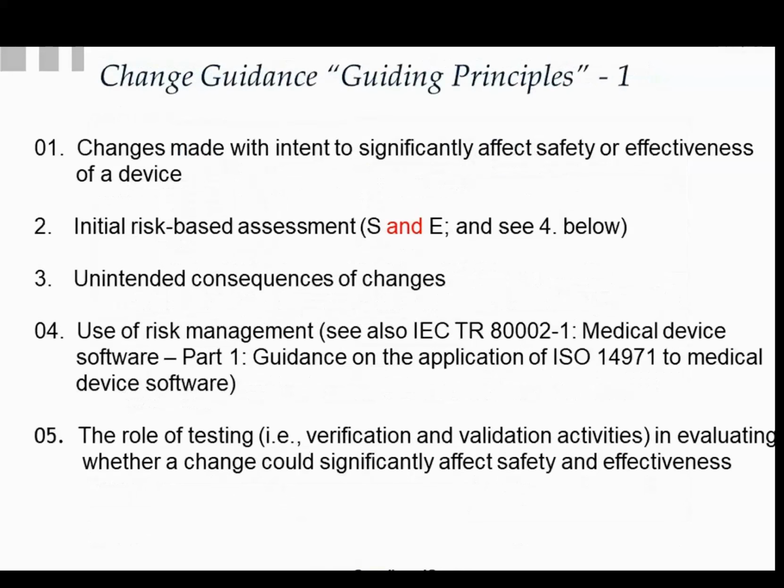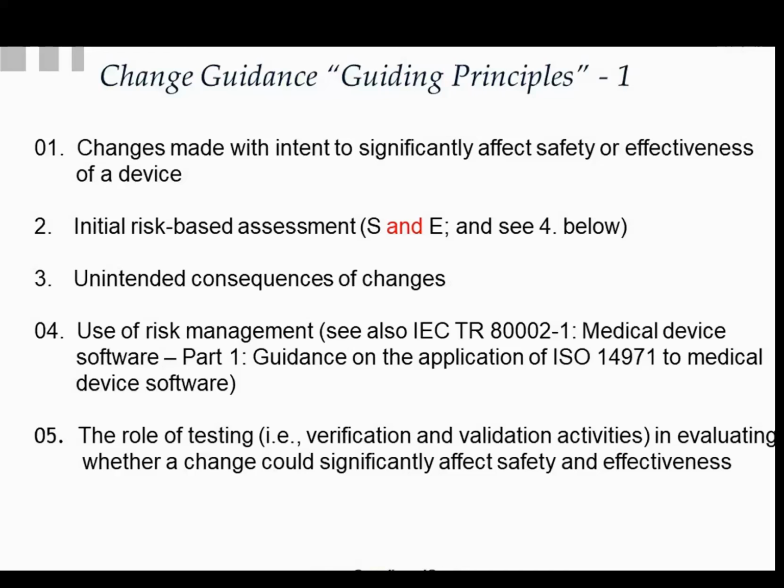So what are the key principles we want to take away from this? We need to recognize that the changes made that significantly affect safety and effectiveness of the device will have to be carefully looked at, and more than likely will require a 510K. You have to do a risk-based assessment based on ISO 14971 to look at both safety and effectiveness. But your risk analysis will mainly focus on the safety part of it. Your test data, functional test data, etc., will look at the effectiveness, although there can be some overlap.